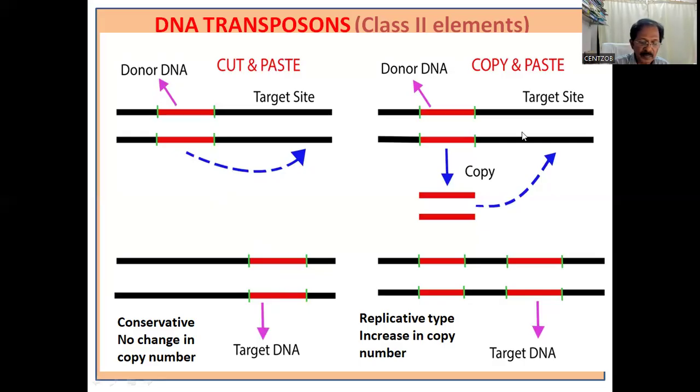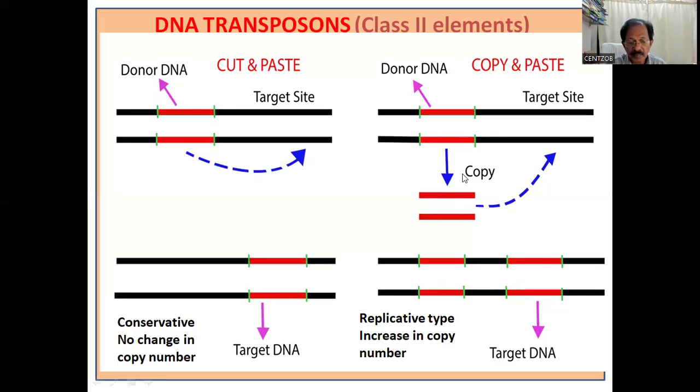Then what about copy and paste? It is known as the replicative type. What do we mean by replicative type? Here, a copy of the DNA is formed by replication, and it is pasted in the target site. So here there will be an increase in copy number, from one copy to two copies. So the cut and paste mechanism is the conservative type with no change in copy number, and the copy and paste mechanism is the replicative type with an increase in copy number.